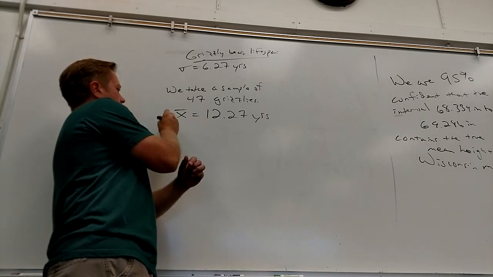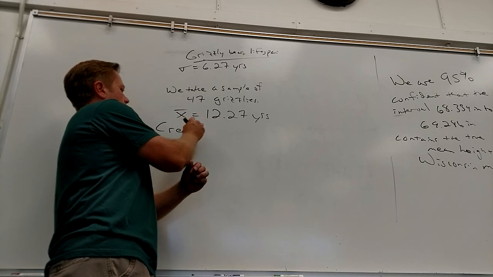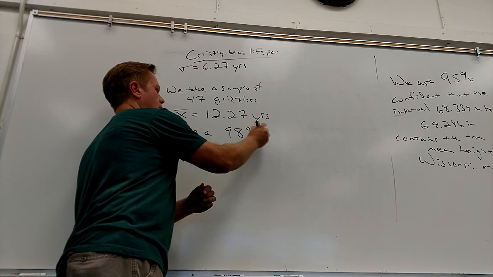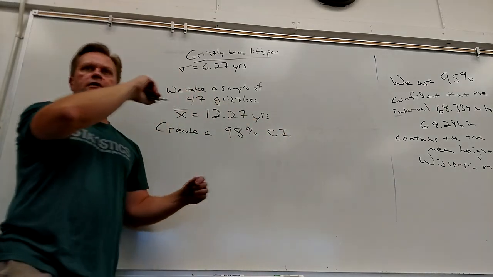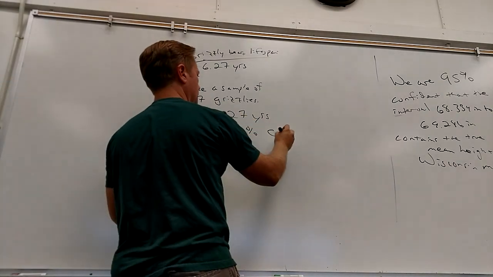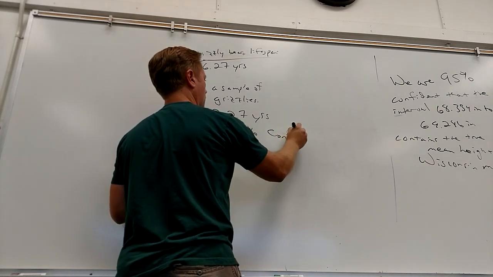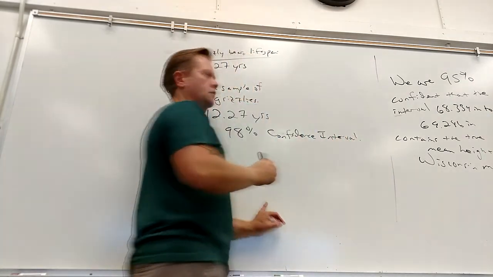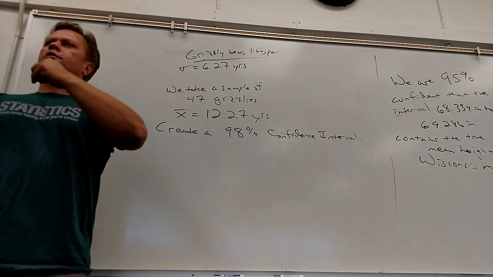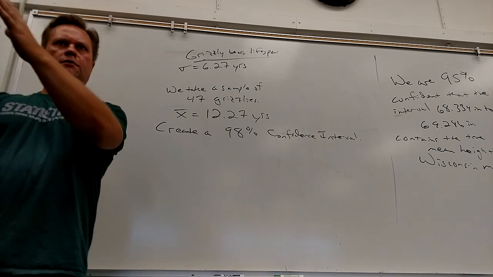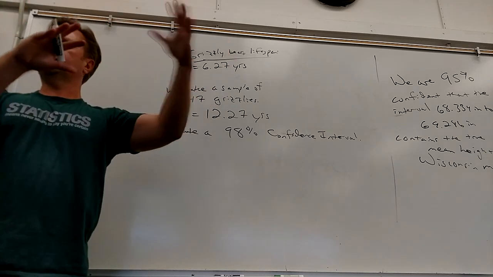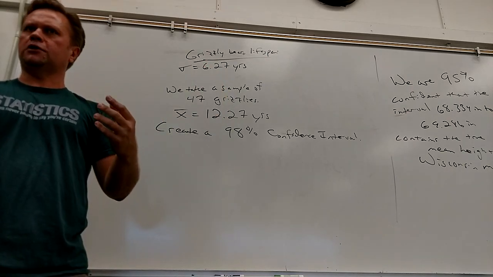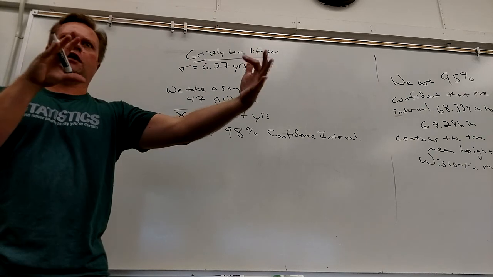So let's say I want to create a 98% confidence interval. CI is going to stand for confidence interval. So whenever you see me asking you to create a confidence interval, it's going to be something plus or minus z times something. It's going to be that format. It's going to be some sample information, give or take some standard deviation stuff.